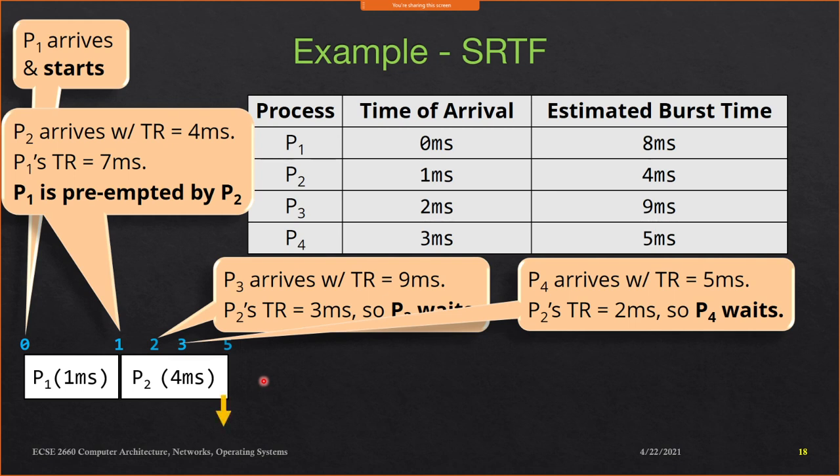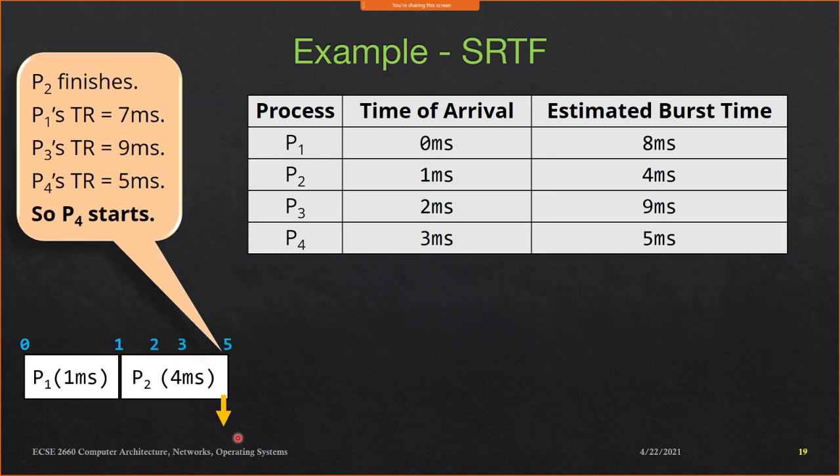So at 5 milliseconds, P2 was able to finish, and I'm indicating that with a yellow down arrow. That's how I'm indicating that it finishes there. Now what is going to happen at 5? We talked about two things. A process can be preempted at 2 times. 1, a new process comes in. 2, a burst completes, right? So P2 has finished. Its burst is complete. So at 5 milliseconds, we re-evaluate the shortest remaining time process.